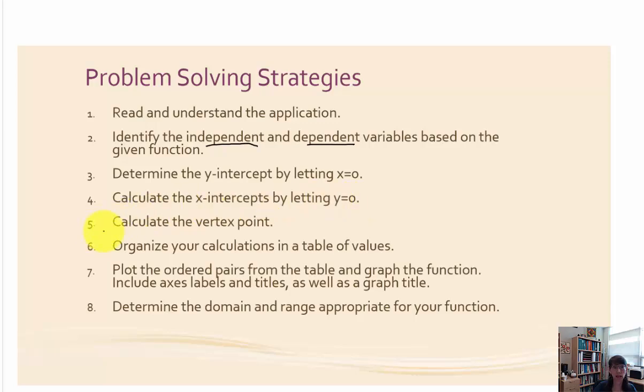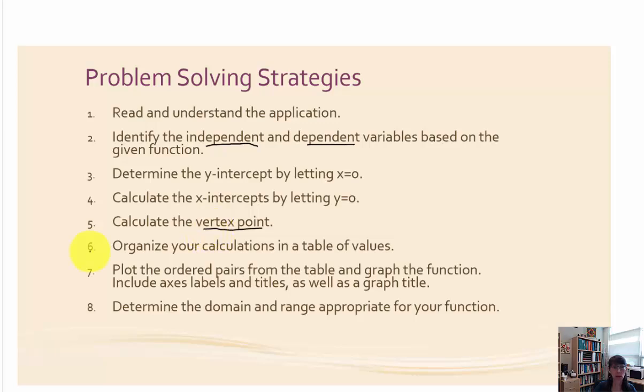In step 5, we'll calculate the vertex point. The vertex point is the turning point of the parabolic function. That is, it will determine where the function changes from being an increasing function to a decreasing function.